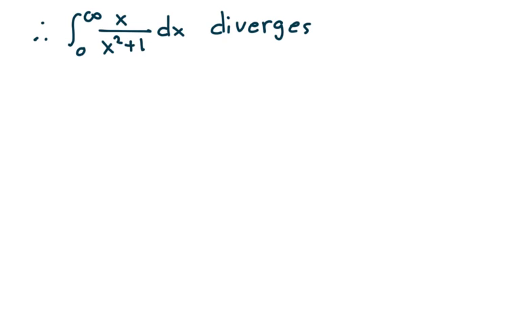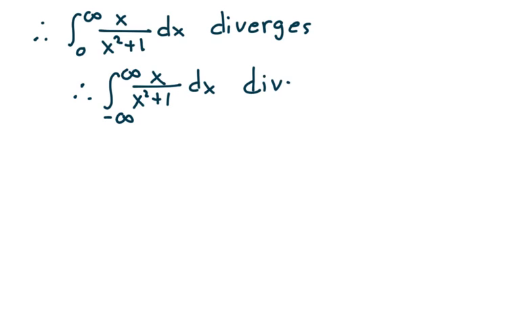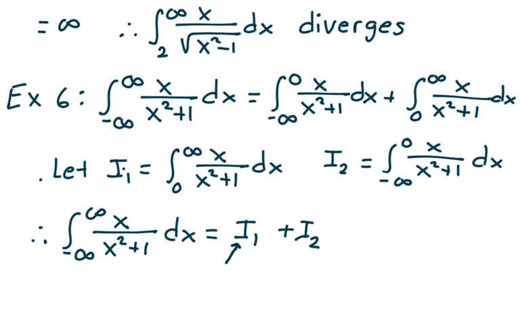And if that piece diverges, what we can say is the integral from negative infinity to infinity of x over x squared plus 1 dx diverges. So I know that's a mouthful, but you just need to prove that one of them diverges. Now, if that one happened to converge, you would have to check the other one. And that's how that works. So that was example 6.